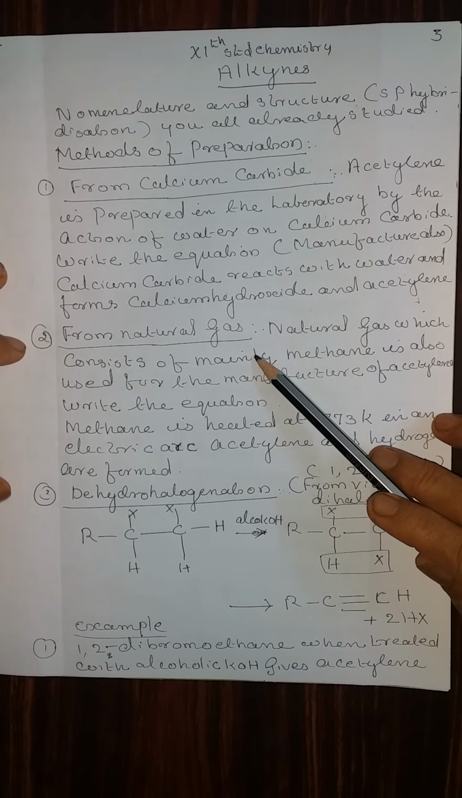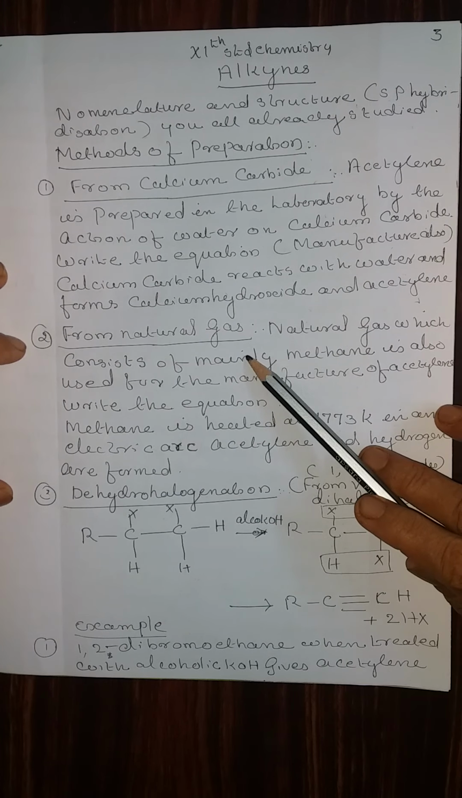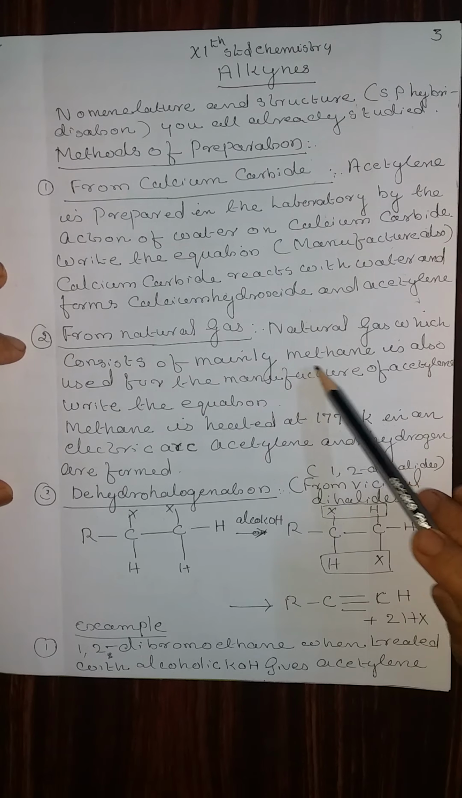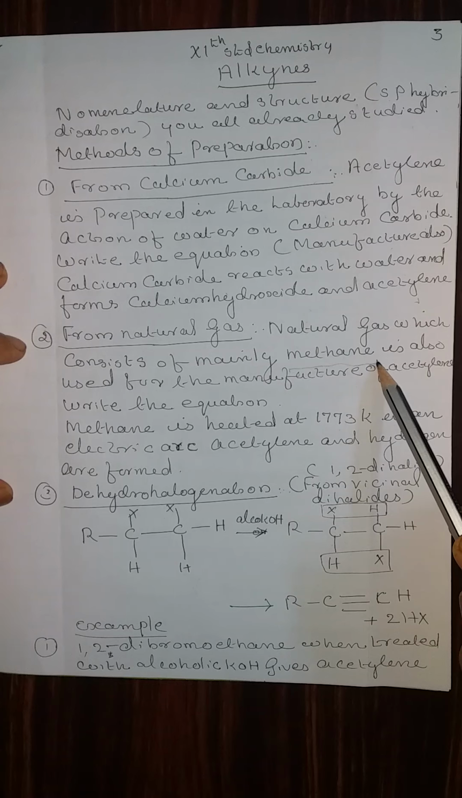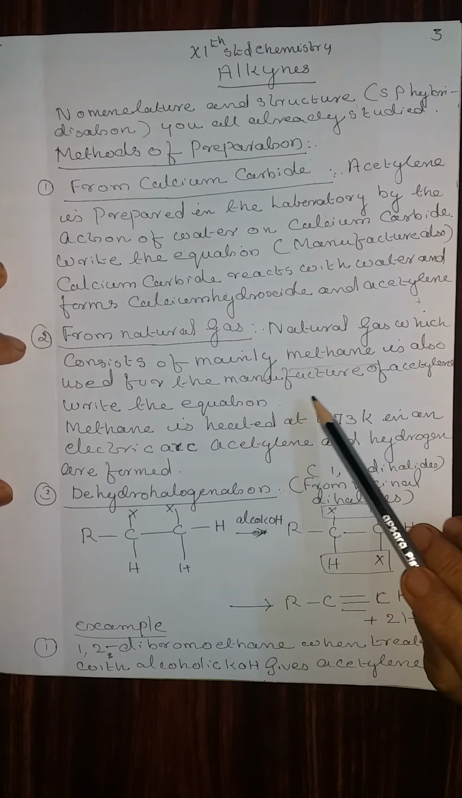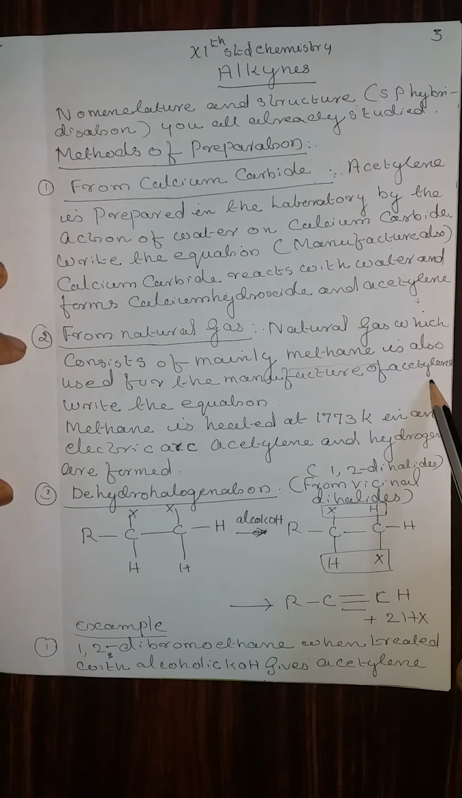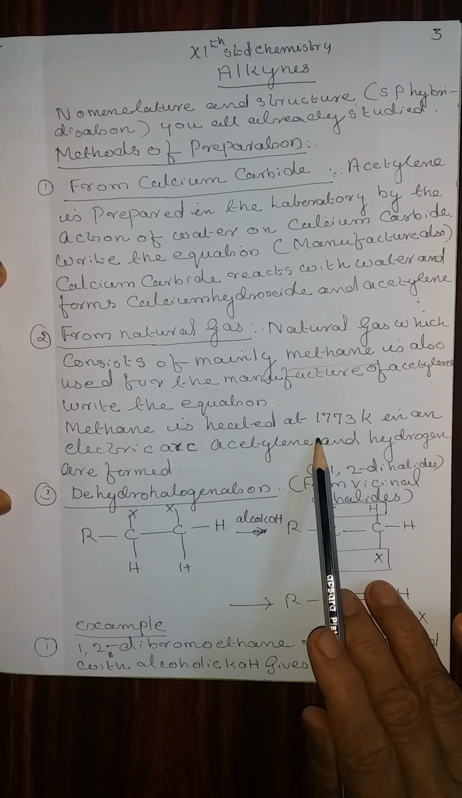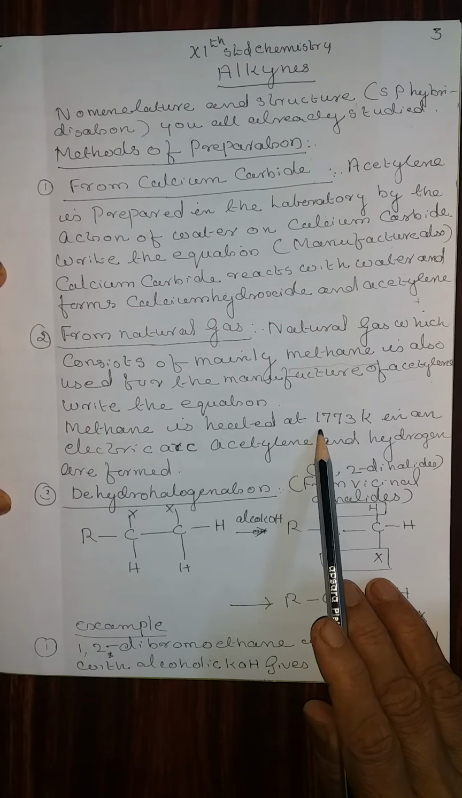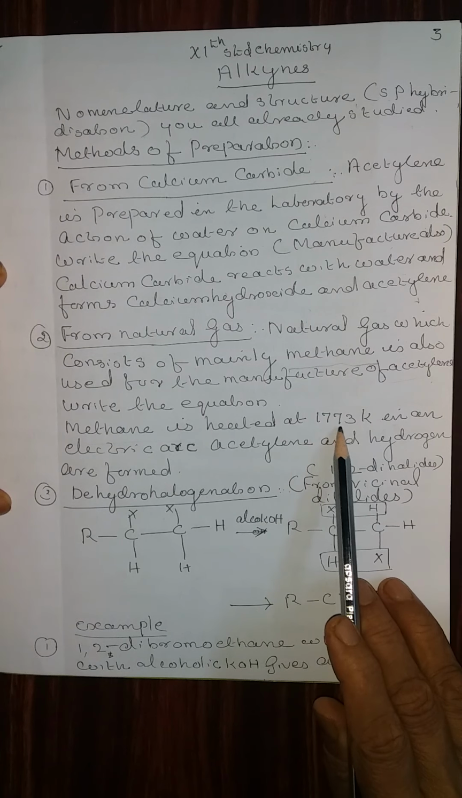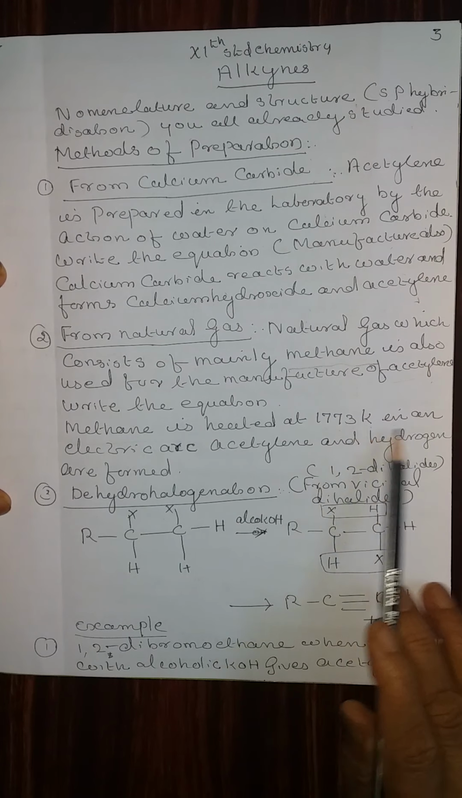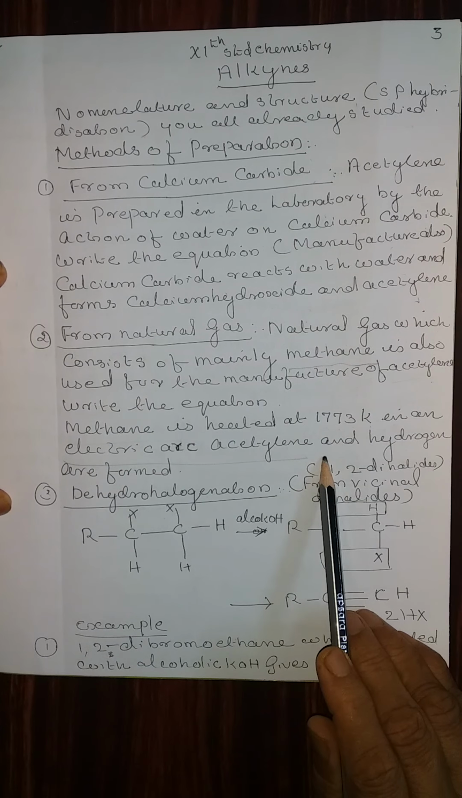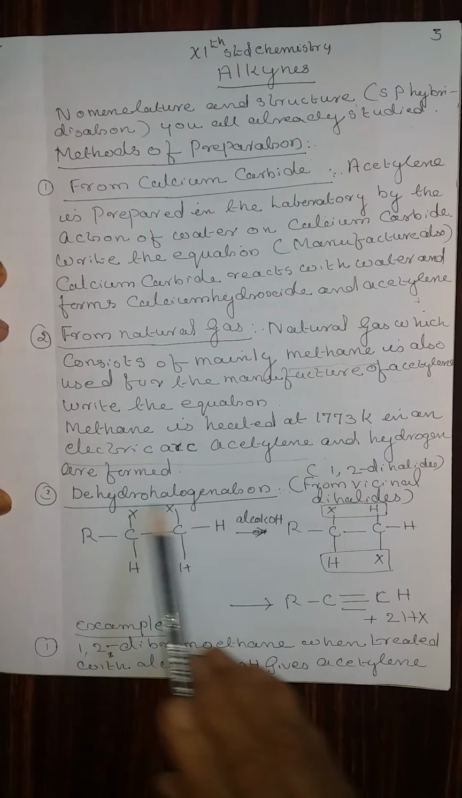Second method of preparation, from natural gas. Natural gas, which consists mainly of methane, is also used for the manufacture of acetylene. Write the equation. Methane is heated at a temperature of 1773 Kelvin in an electric arc. Acetylene and hydrogen are formed.